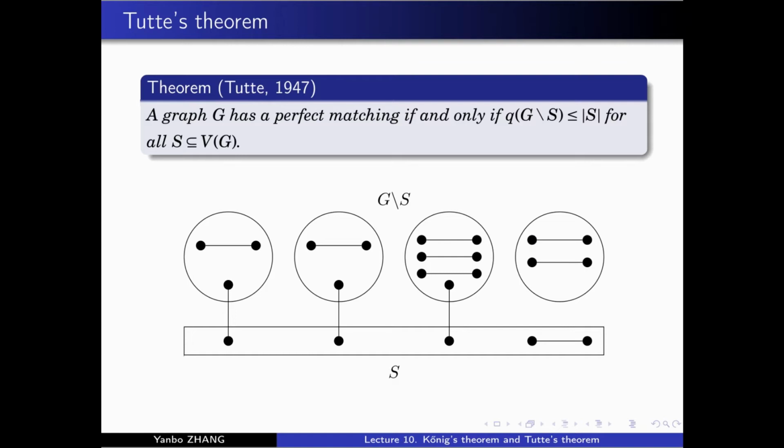Let us consider the first case through this graph. The first case is every vertex of S is adjacent to every other vertex.